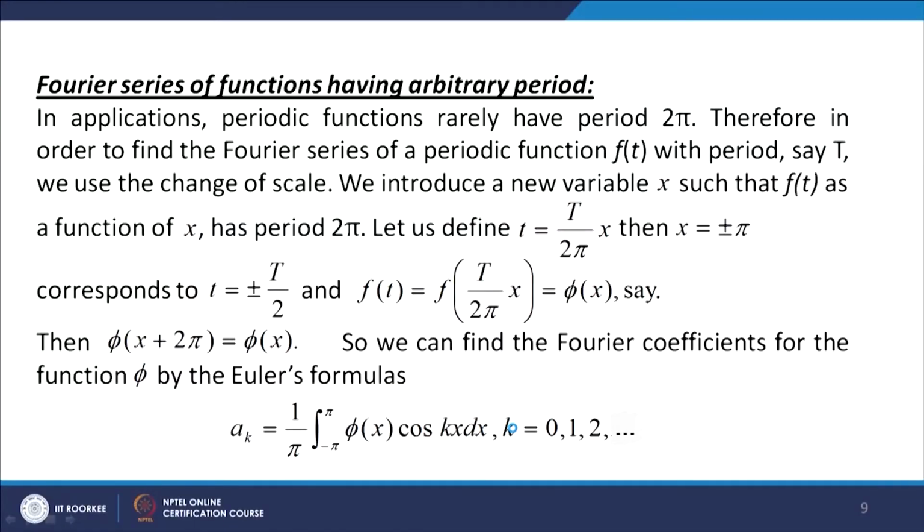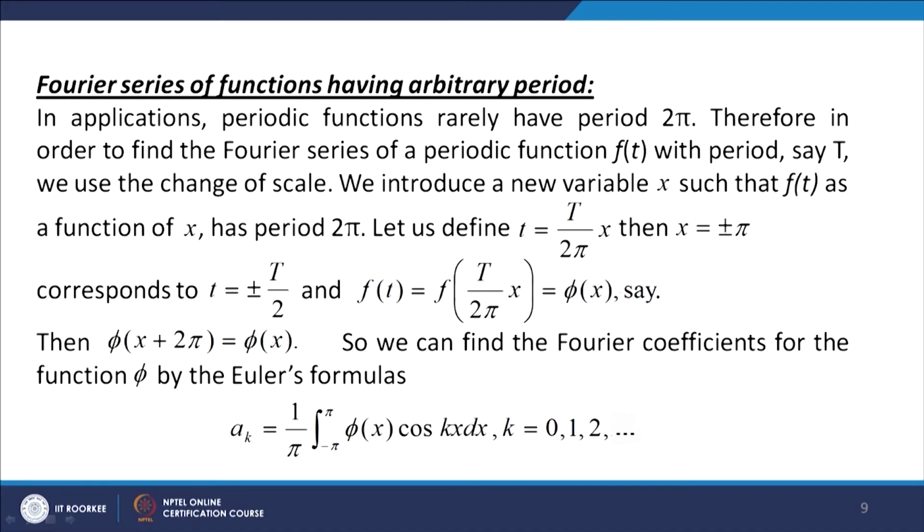Now, let us discuss Fourier series of functions having arbitrary period. In applications, periodic functions rarely have period 2 pi. Therefore, in order to find the Fourier series of a periodic function f t with period say T, we use a change of scale. We introduce a new variable x such that f t as a function of x has period 2 pi. Let us define t equal to T over 2 pi into x. Then when x takes values plus minus pi, t will take values plus minus T by 2. So, f t is equal to f of T over 2 pi into x, which is a function of x, let us call it phi x, and it becomes a 2 pi periodic function.